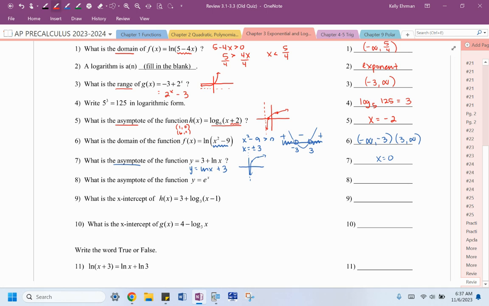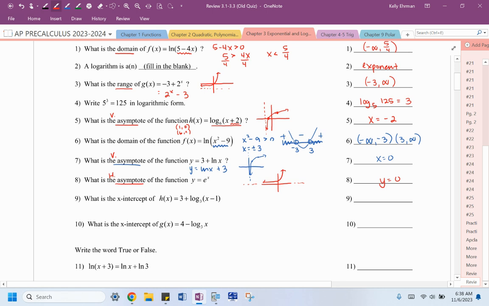What is the asymptote? Notice how it's not saying vertical or horizontal. That's something that you need to know. It's vertical when we have logarithms, but it's horizontal when we have exponential functions. So y equals e to the x is this graph, and its horizontal asymptote is y equals 0.